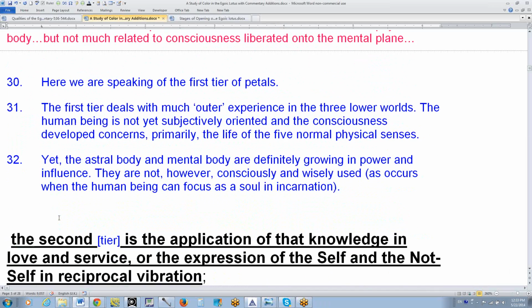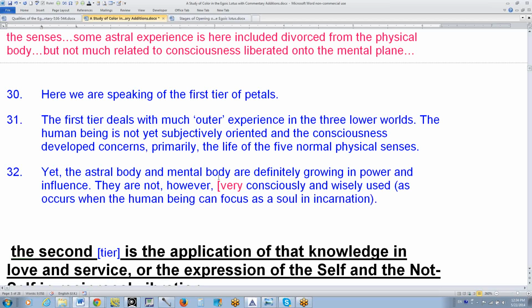Yet the astral body and mental body are definitely growing in power and influence. They are not, however, very consciously used, as occurs when the human being can focus as a soul in incarnation and knows he is the soul in incarnation. There will be astral experience during the Atlantean phase, and many of the aboriginals have this astral experience as well. How much experience there is on the mental plane as a discarnate being, I think not much. Maybe that is reserved for a later stage, perhaps somewhat in the Aryan race.